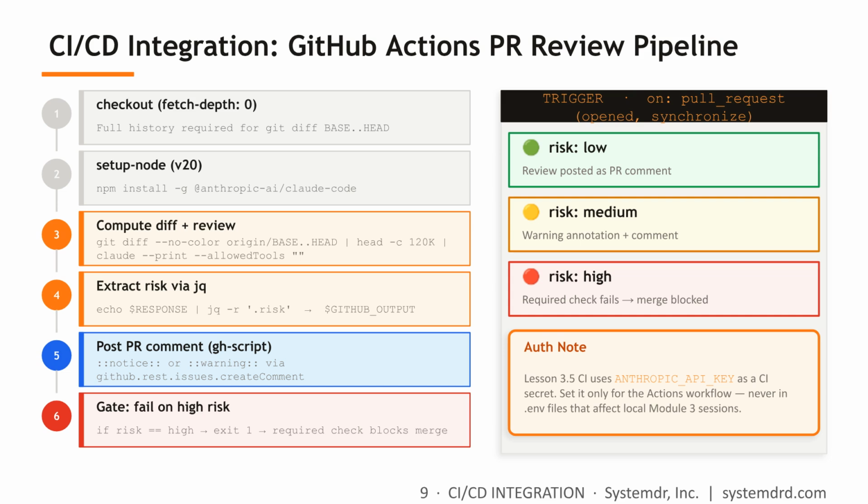The 3 outcome cards on the right show what happens in practice. Low risk, a green comment appears, nothing is blocked. Medium risk, a yellow warning annotation. High risk, the required check fails, the merge button grays out, and a senior reviewer is needed.